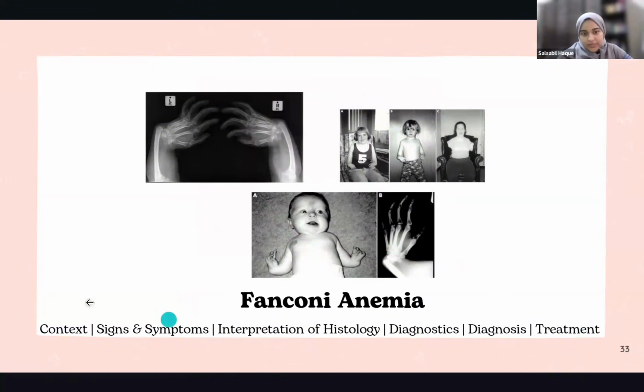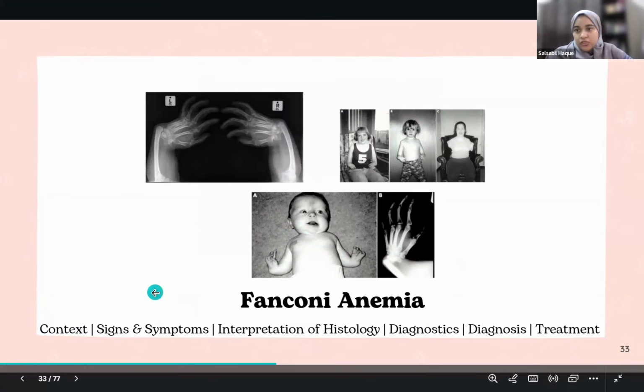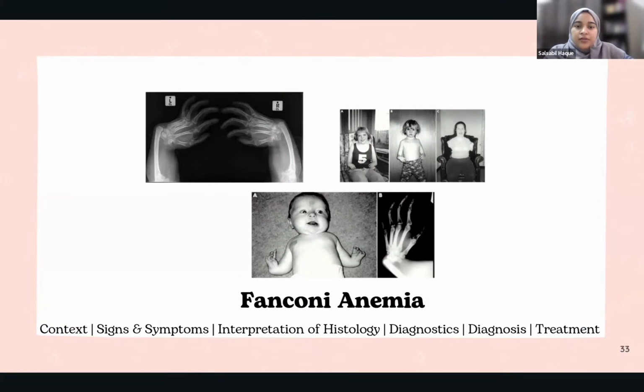So for context for this, it's going to be a young patient, usually, because this is an inherited disorder. They're going to have other dysmorphic features, such as thumb and radial deformity. So they might have polydactyly, okay, increased number of fingers, and they might also have radial defects, okay? So radial defects, also short stature, and diagnosis.